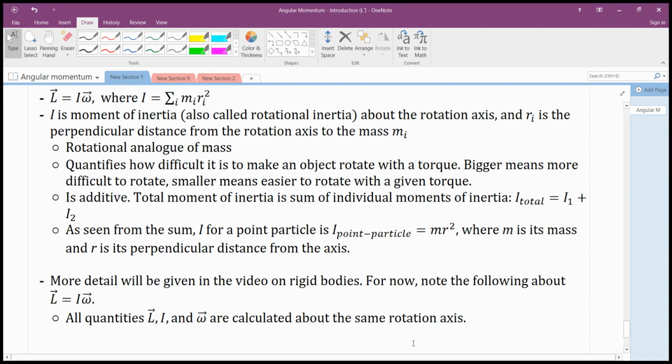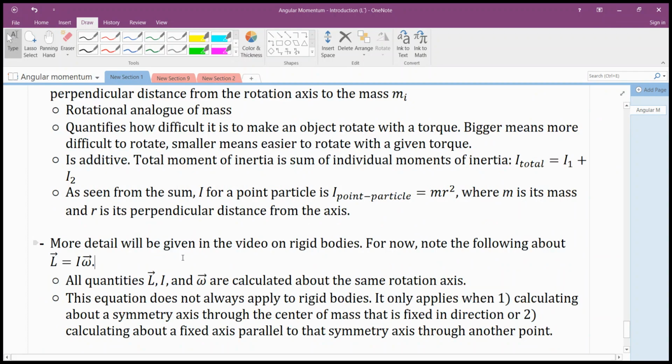As with moment of inertia, I will give more detail on this formula, L equals I omega, in another video, but for now, note a few things. Firstly, L, I, and omega, angular momentum, moment of inertia, and angular velocity are all calculated about the same rotation axis. Next, this equation, L equals I omega, does not apply in general, even to rigid bodies.